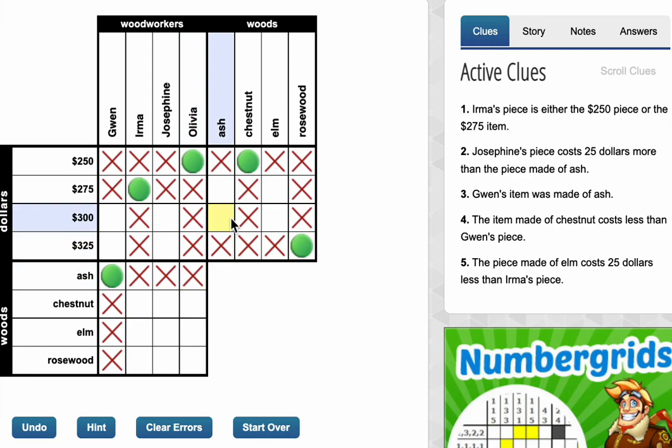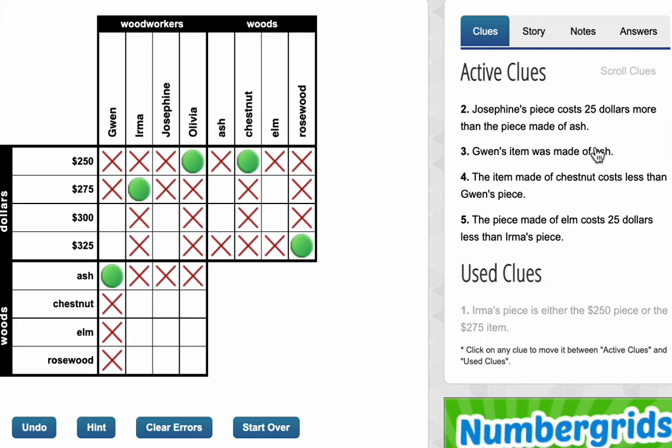Now, cycle through again, over and over until you can come up with it. So the item made of chestnut costs less than Gwen's piece. I don't think we're there yet. Well, it's the least expensive one, so it must not be relevant. I think we're done with this one. It is either the 250 piece or the 275 item. So I'm going to X on that or click on it. They put it down at the bottom anyway, so it's still going to be there.